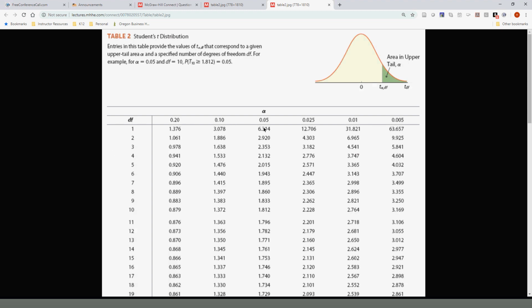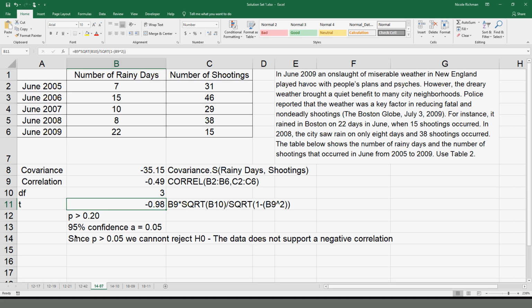So 0.20 is certainly higher than 0.05. When we go back to our Excel, we can say that p is greater than 0.20 at a 95% confidence level. And since p is greater than 0.05, we cannot reject the null hypothesis. The data does not support a negative correlation.